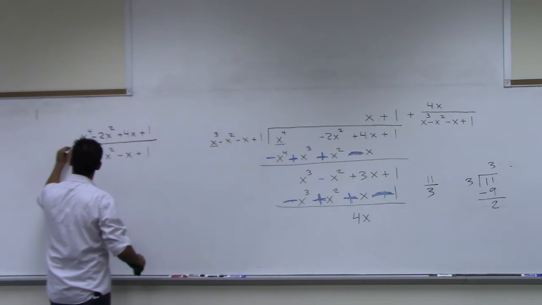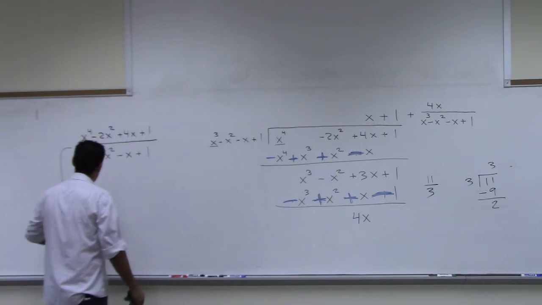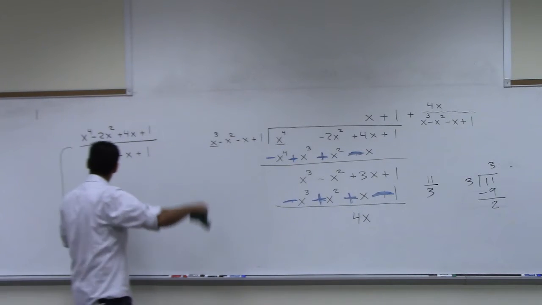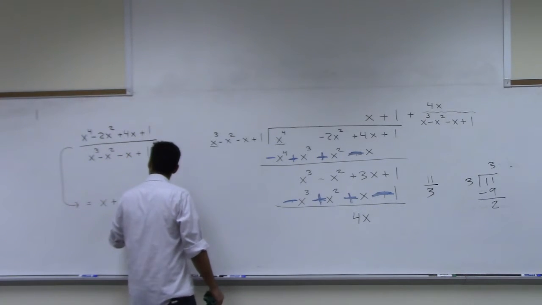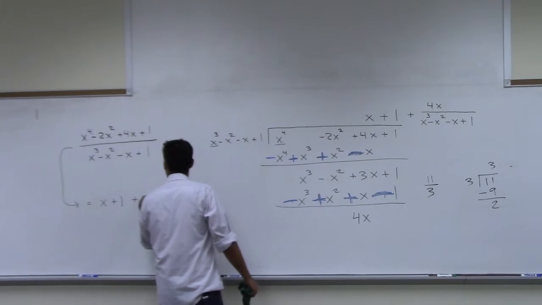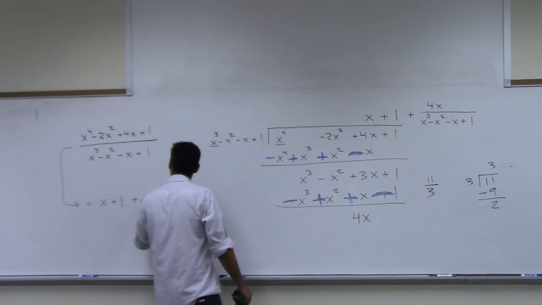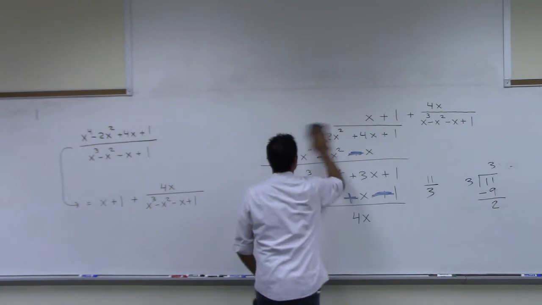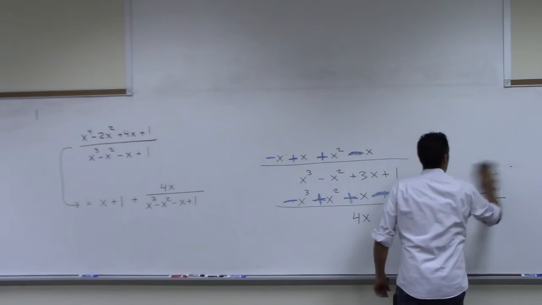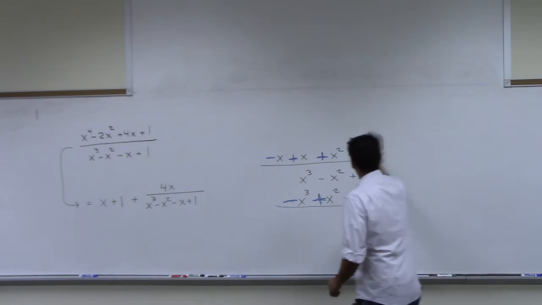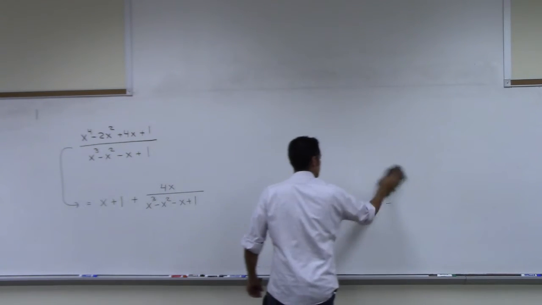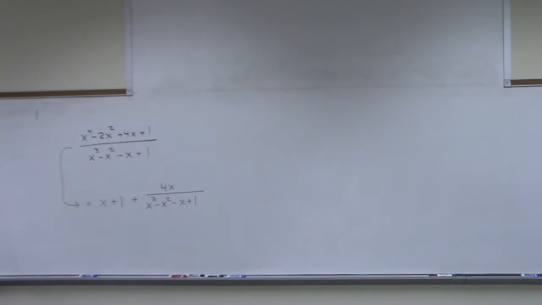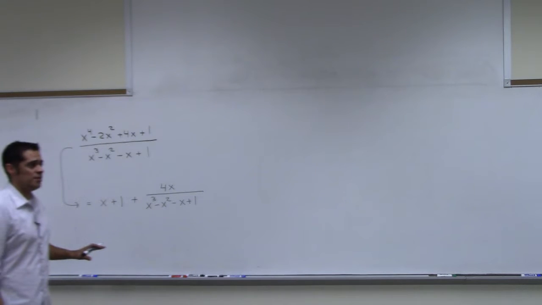This right here, what we have determined is that this expression is equivalent to the expression x plus 1 plus 4x over x cubed minus x squared minus x plus 1. Okay, questions so far? We have not done any partial fractions yet. This was just the long division step.